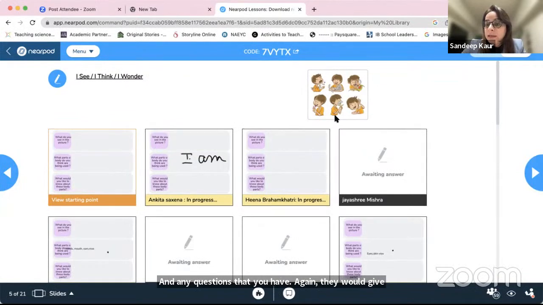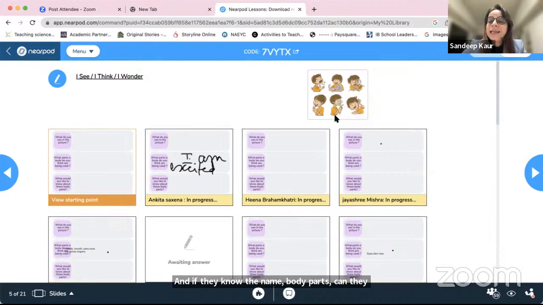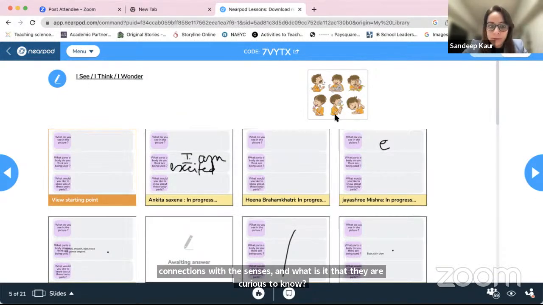How strong they are with their observational skills, right? And if they know the names of body parts, can they build connections with the senses? And what is it that they're curious to know? What is it that they would like to learn more about?